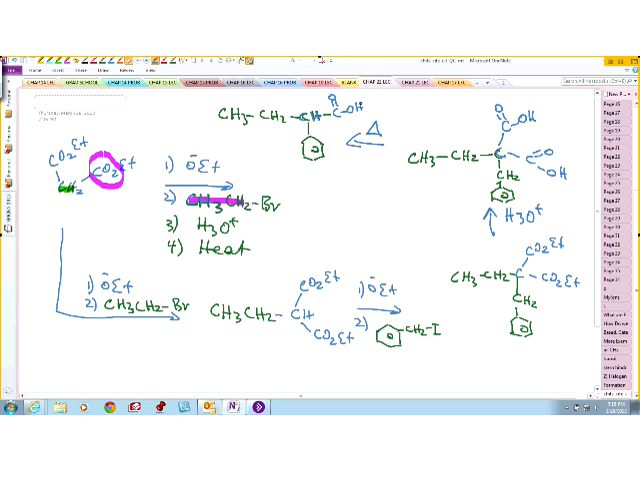Now I get an alpha substituted carboxylic acid. I'm sorry, this should be CH2 right here. So you see what we can do with the malonic ester synthesis. At this point, we alkylated the malonic ester twice, and then after we do the decarboxylation, because carbon dioxide is given off here, we get a carboxylic acid. So that's reaction 3.